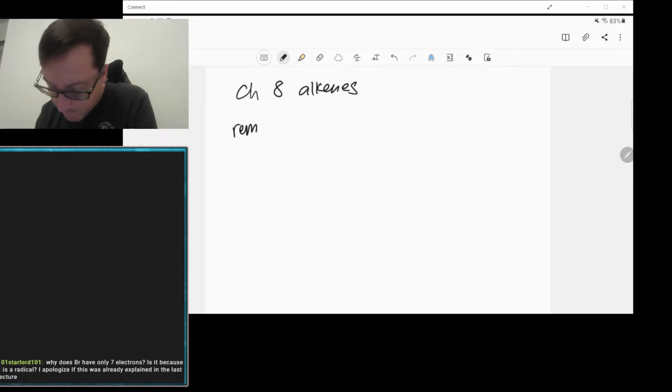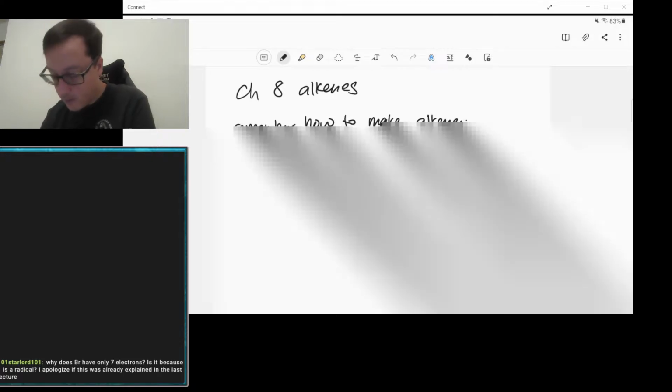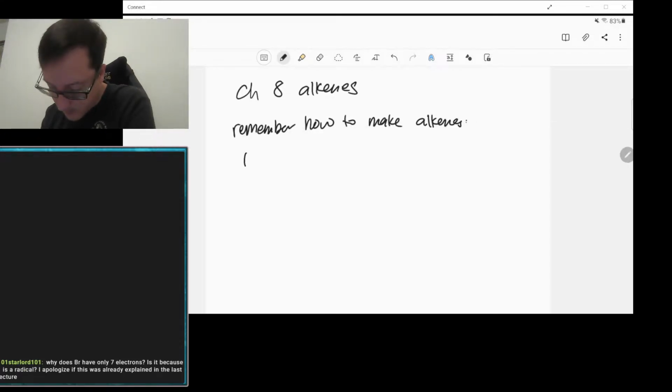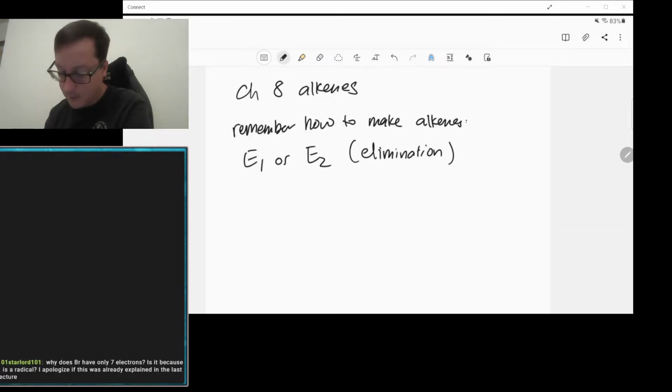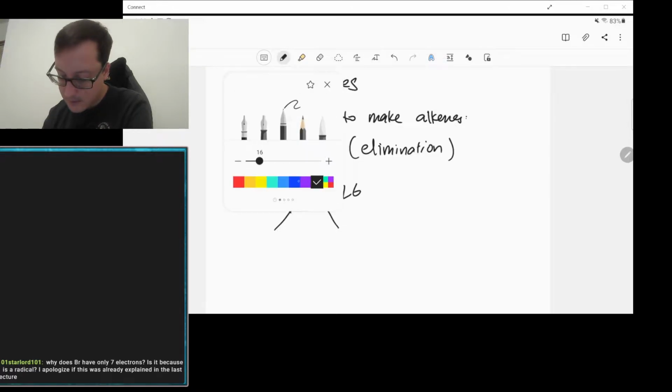Remember how to make them. So we saw that we could do E1 or E2, which are both elimination reactions, where we have a hydrogen and a leaving group. And we would have a base.